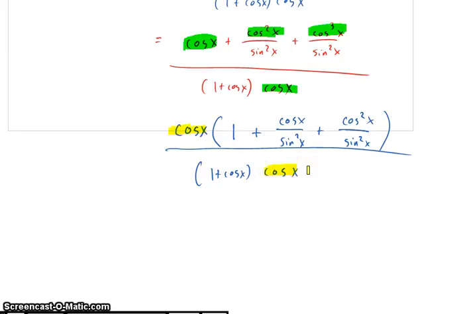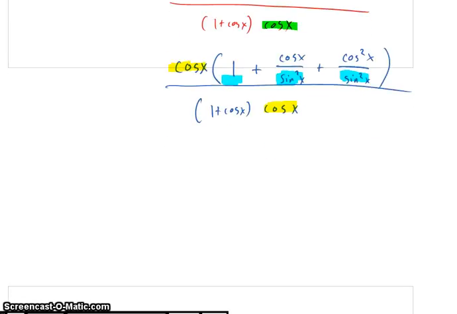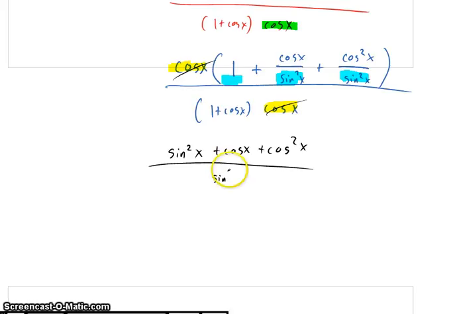All right, and what should we do next? Well, I'm looking at the numerator, and I'm seeing sine squared x in the denominators, but no sine squared x there. So let's find a common denominator in the numerator and see what happens. So I've got cosine of x here, gone. So I'm going to change this to sine squared x over sine squared x. We have sine squared x plus cosine of x plus cosine squared of x all over sine squared of x, all over 1 plus cosine of x. Okay, now this is nice.